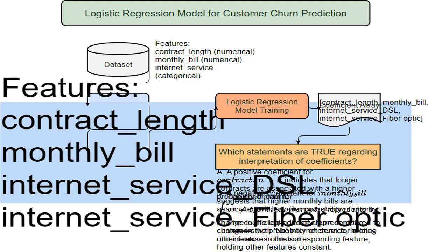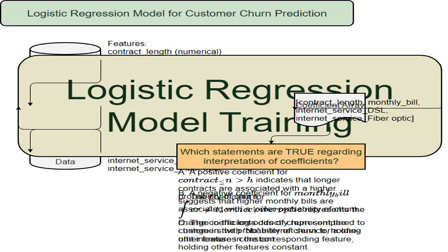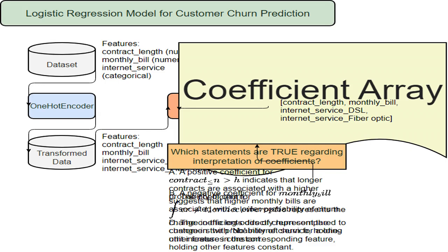After training a logistic regression model, I get an array of numbers. These numbers are the coefficients, and they tell me how each feature affects the chance of a customer churning. The model's coefficient array is ordered like this. The order is important for interpreting the results. Let's see which statements accurately explain the meaning of these coefficients. I need to understand how each of the coefficients relates to a customer's likelihood of churning.